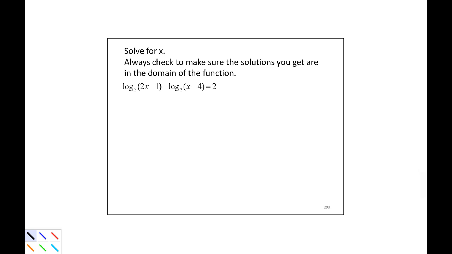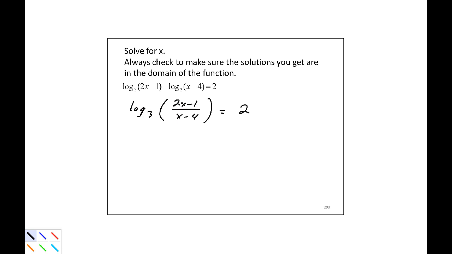All right, our last example for this. Solve for x. Always check to make sure the solutions you get are in the domain of the function. You have log base 3 of the quantity 2x minus 1 minus log base 3 of the quantity x minus 4 equals 2. We can use our logarithmic properties to combine these two logs. Because we have a difference of logs, with subtraction there, this will be the quotient rule. So we have log base 3 of a very large argument, the fraction 2x minus 1 divided by x minus 4. I'll close my parentheses, and that equals 2.